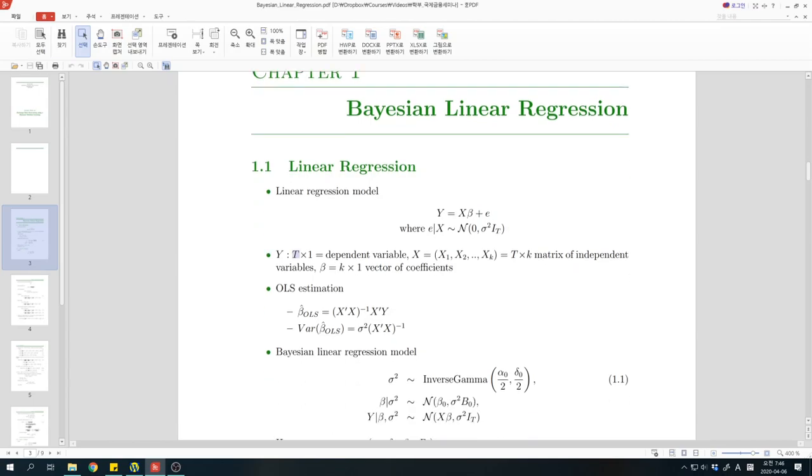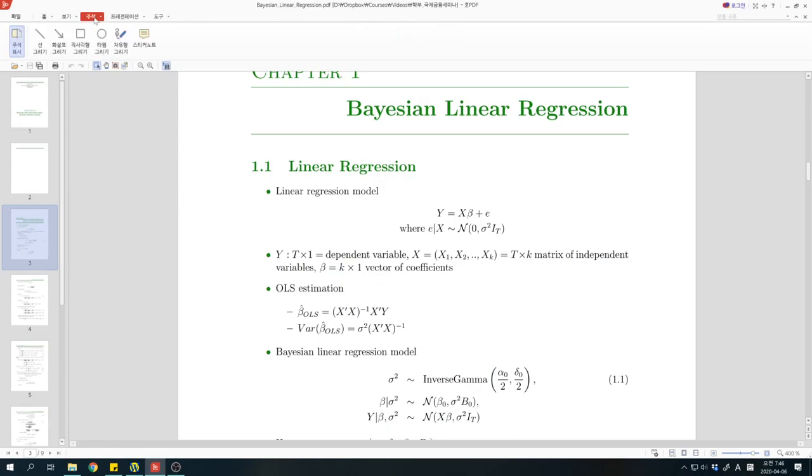So we suppose we have capital T observations. So of course X is a capital T by K matrix and beta is a K by 1 vector. And then of course the OLS estimate is (X prime X) inverse times X prime y, and its variance is sigma square times (X prime X) inverse. This is what we learned from the frequentist approach, or just the Econometrics 1 course.